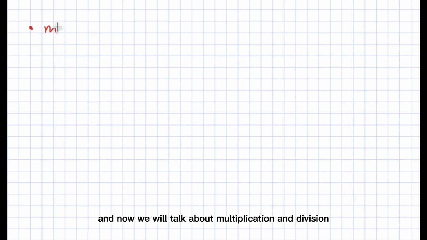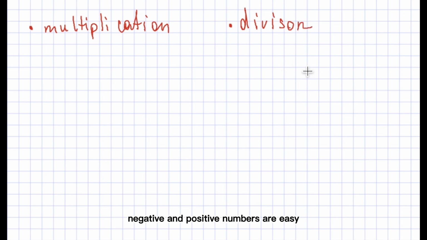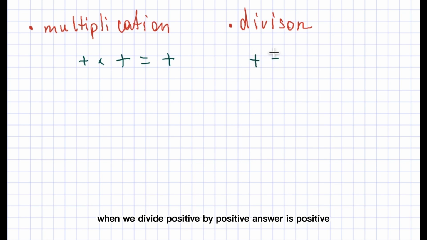And now we will talk about multiplication and division. So multiplication and division of negative and positive numbers are easy. Like here, we don't need to take any number line and so on. Just there is a rule, actually there are some rules. When we multiply positive by positive, the answer is positive. The same thing, when we divide positive by positive, the answer is positive.